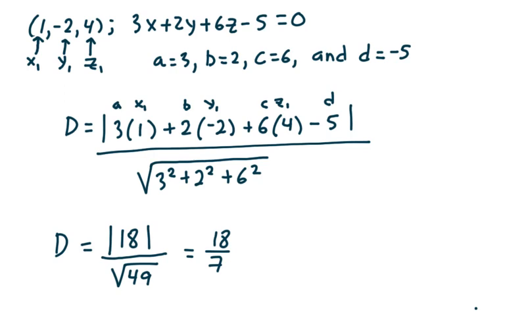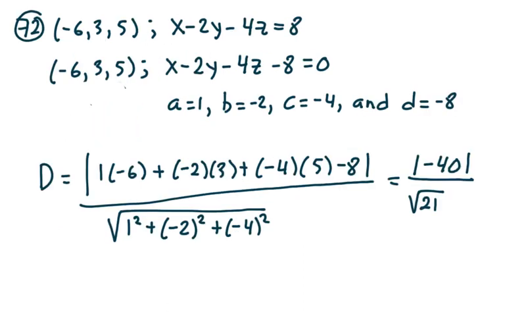So if I do the arithmetic calculation, I get capital D is the absolute value of 18 divided by the square root of 49, which simplifies to 18 over 7. And that's the answer to problem 71.